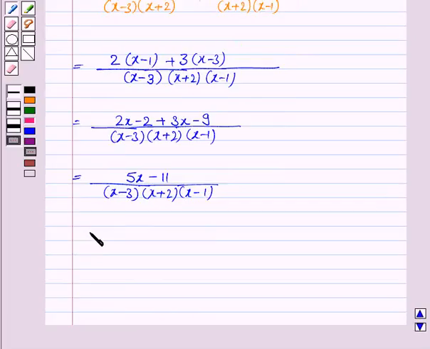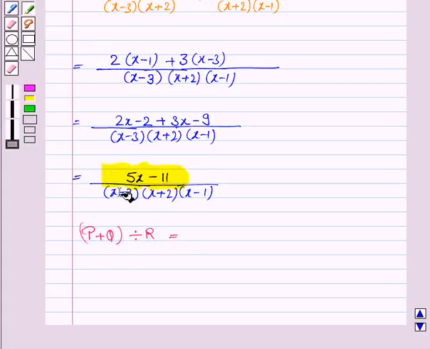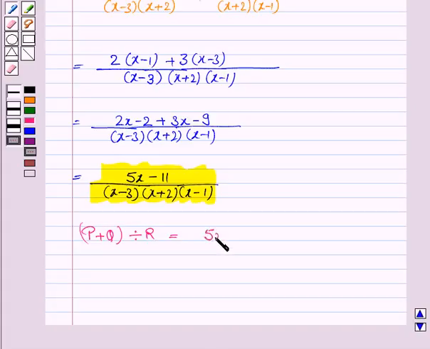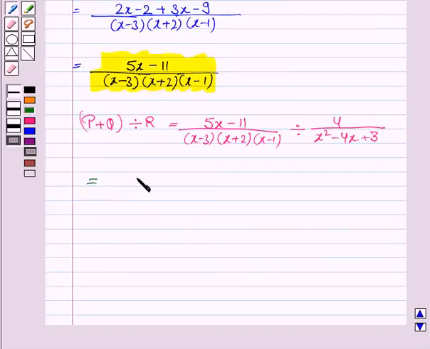Now we have to find P plus Q divided by R. Now P plus Q divided by R will be given by P plus Q, which is this, 5x minus 11 upon x minus 3 into x plus 2 into x minus 1, and R is 4 upon x square minus 4x plus 3, and this is again equal to 5x minus 11 upon x minus 3 into x plus 2 into x minus 1 divided by R, which is 4 upon.